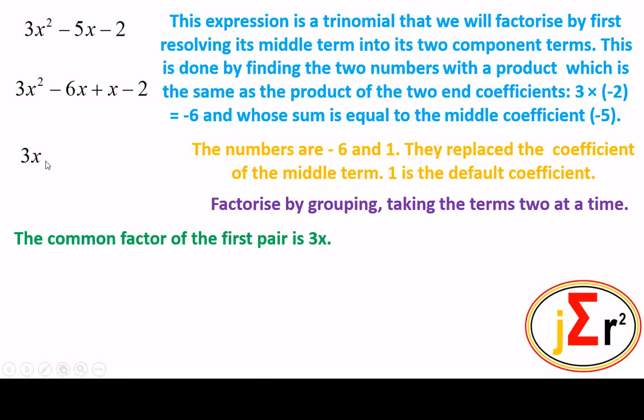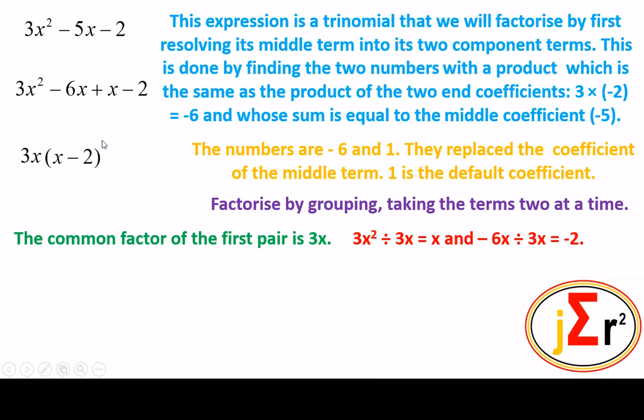We will also go straight ahead and divide each of these terms by the highest common factor, bearing in mind that we are only factorizing the first 2 terms. 3x into 3x squared, the 3 will cancel, and x into x squared is x. Also, 3x into -6x. The x's will cancel, and 3 into -6 is -2. So that term will be x minus 2.